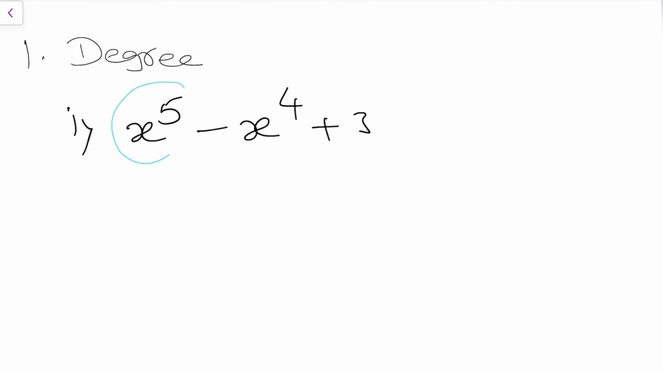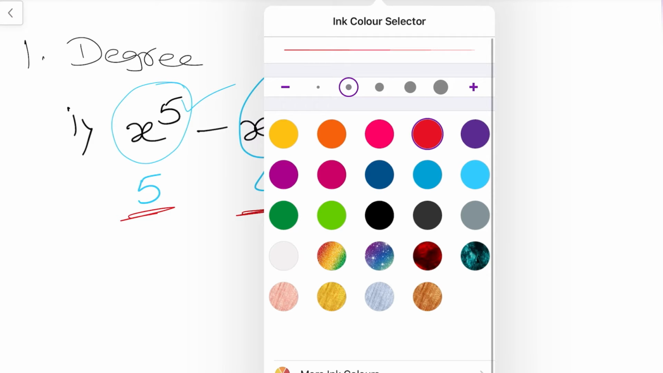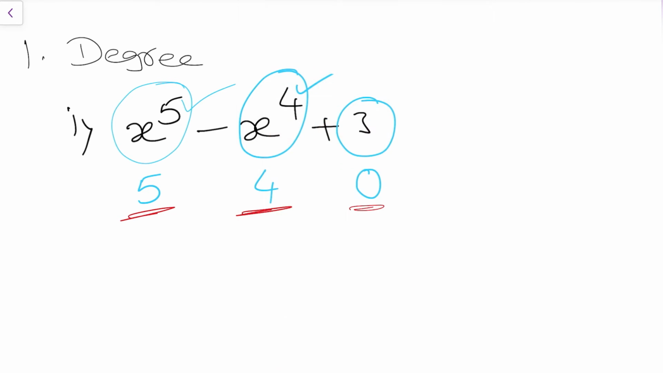Here for the first term the power is 5, so the degree of the first term is 5. For the second term the power is 4, so the degree of the second term is 4, and the third term is constant. Always the degree of the constant is 0. Now out of these three numbers 5, 4 and 0, the largest number will become the degree of the entire polynomial. 5 is the biggest number, so 5 is the degree of the total polynomial.